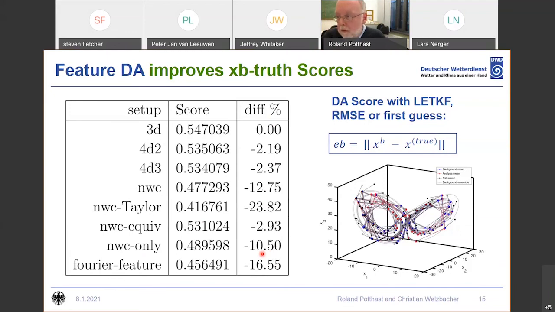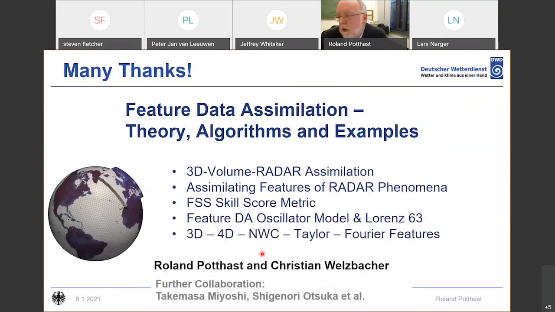And so that was my little appetizer on feature data assimilation, looking into 3D volume radar features or derived features of them. Here, looking at the fraction skill score, the oscillator model and Lorentz. I showed you Lorentz results, and I compared 3D, 4D LETKF with 3D plus nowcasting data, 3D plus Taylor data, and 3D plus Fourier features. And I also showed you how it's equivalent if you don't adapt all your priors and observation error covariances in an appropriate way.